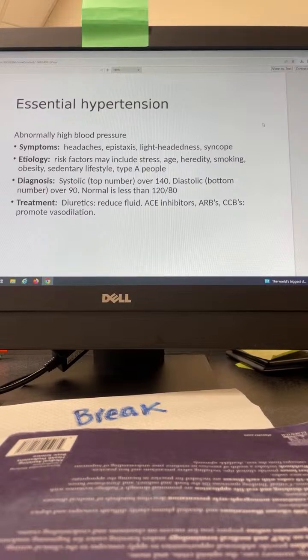Why does this happen? Mostly it's from lifestyle. So risk factors include things like stress, age. I mean, the older you get, the more at risk you are for hypertension. It can be hereditary. Smoking is a big risk factor because the effects of nicotine make the vessels constrict. Okay, and when the vessels are constricted, the pressure goes up. It's kind of like, anybody like to garden, or play with a hose, where you put your thumb over the hose and it makes the water come out faster.